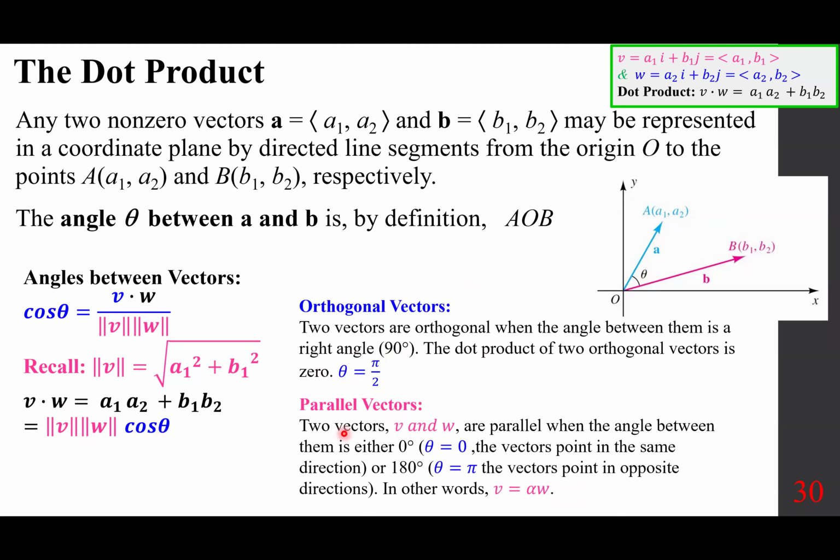Parallel vectors. Two vectors V and W are parallel when the angle between them is either 0 degrees, theta is 0, the vectors point in the same direction, or 180 degrees, theta equals pi, the vectors point in opposite directions. In other words, V is alpha times W. That means if you multiply one of them by some number that you have to figure out, you get the other one if they are parallel.